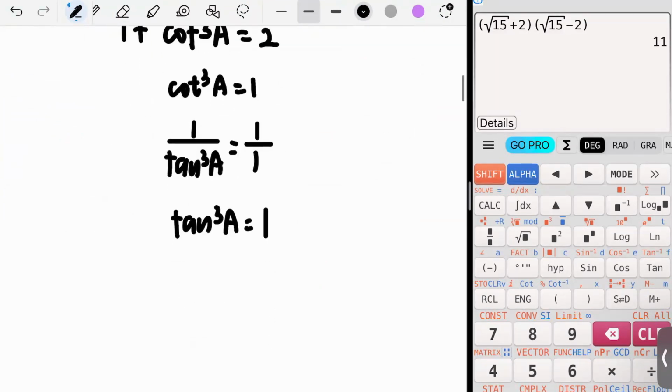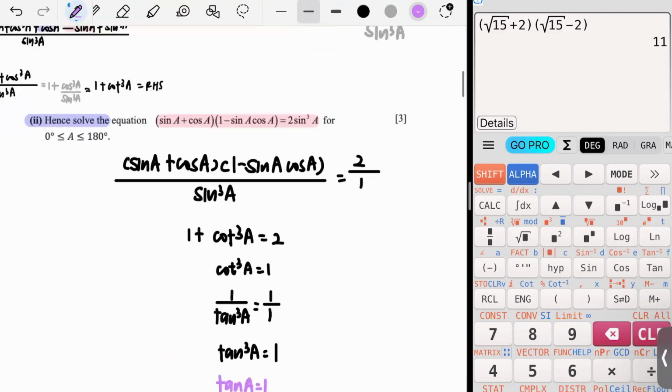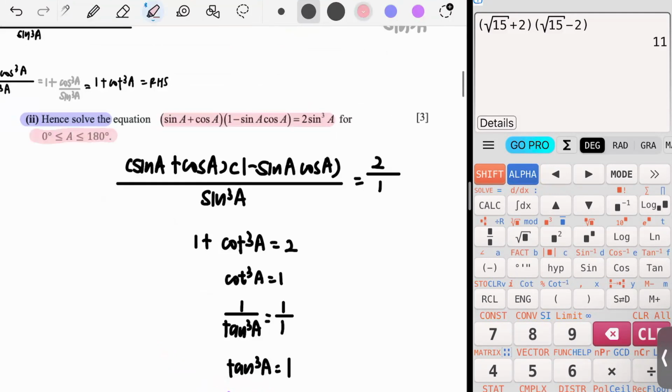And then a lot of times, what will happen is that I will start doing, oh, I want to change sine over cosine. But calculator can press tangent there. So you can straight away tangent A equals to 1 already. So you can do this already. So then they say 0 to 180. So it's in degree mode.